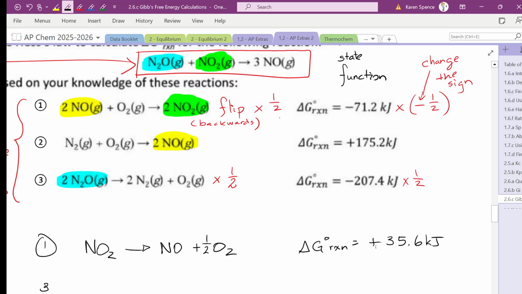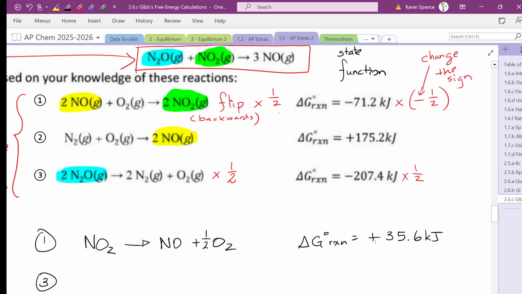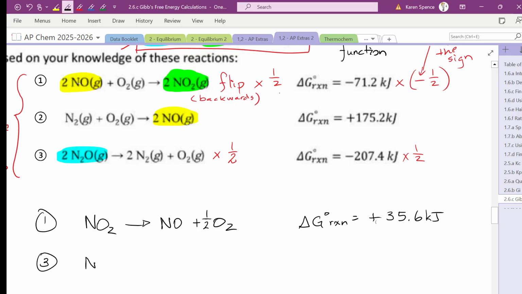Reaction number 3 is the other one that I know for sure what I'm doing with it. And I'm just multiplying by a half, so we end up with N2O goes to N2 plus 1/2 O2.